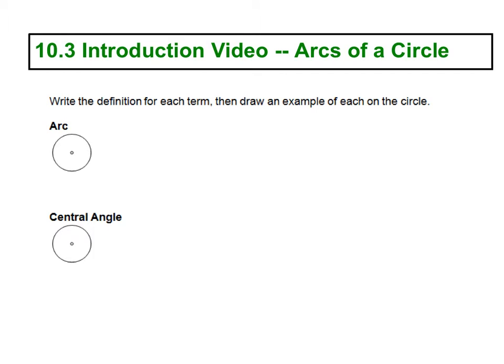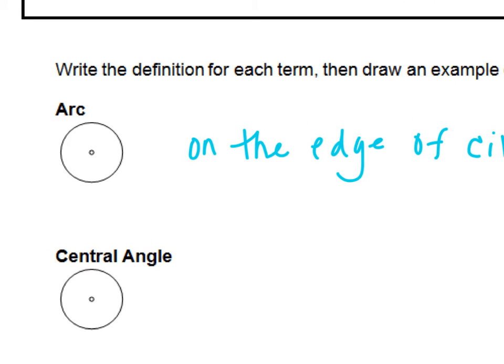Alright, so we're about to go over a lot of vocab, and we'll write out what it means and draw a picture for each one. So first we have something called an arc. An arc of a circle is on the edge of a circle, and it's basically a portion of the circle. So if I were to draw an arc, it would just be, let's say, maybe this portion. And arcs can be different lengths. So an arc is part of the circle that's on the edge.